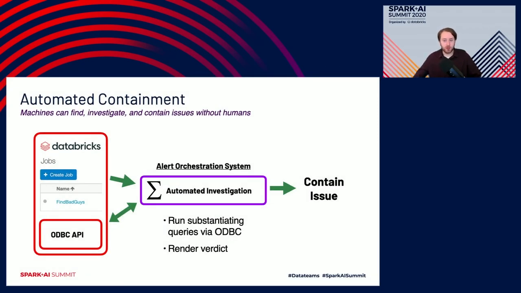We've also taken some queries that would be executed in a template notebook and had the orchestration system run them via ODBC. Rather than a human interpreting the results in a notebook, the machine can evaluate the current activity that's happening against the historical baseline it collects and render a verdict. If it's confident enough in the verdict, it can automatically contain the issue without a human even being involved.